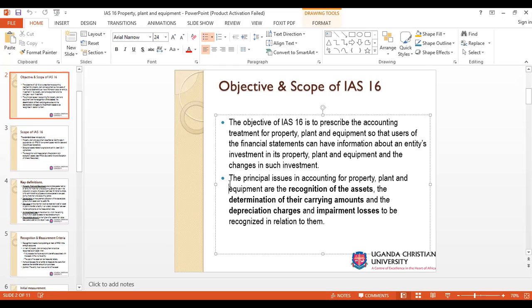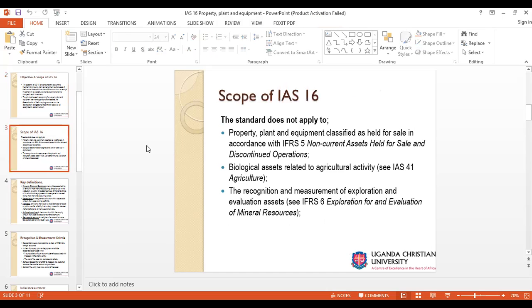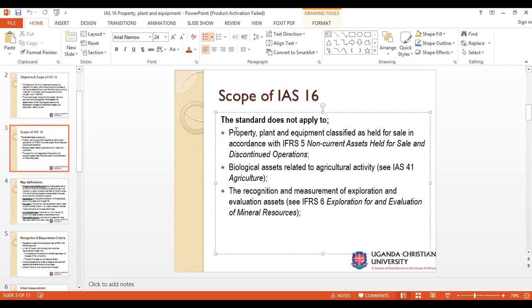Let's look at this bullet: the principal issues in accounting for property, plant, and equipment are basically three. One, recognition of the assets. Two, determination of the carrying amounts of those assets, and the depreciation charges and impairment losses in relation to those very assets. So we are going to look at these issues. Before we look at those issues, let's look at the scope.